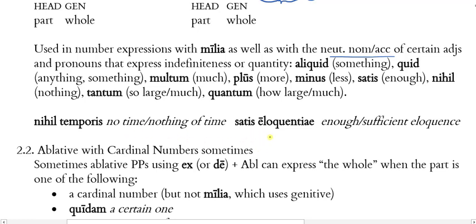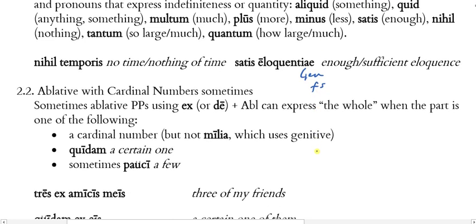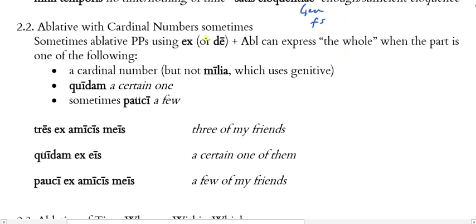And then satis eloquentiae, so enough eloquence or sufficient eloquence, maybe sufficiency of eloquence, right? But using the "of" here doesn't really sound very good. But this is a genitive, a feminine singular case ending here for eloquence. All right, 2.2. We can use the ablative with cardinal numbers.